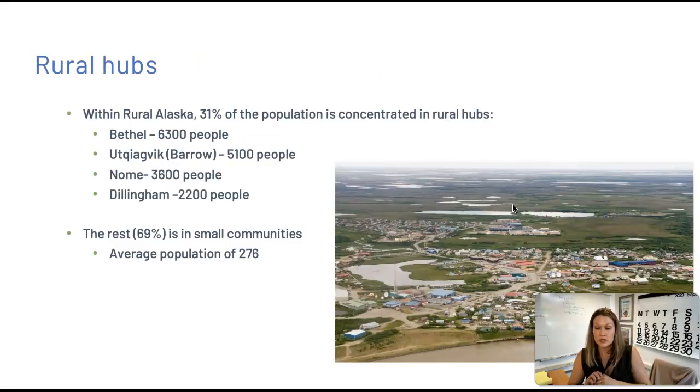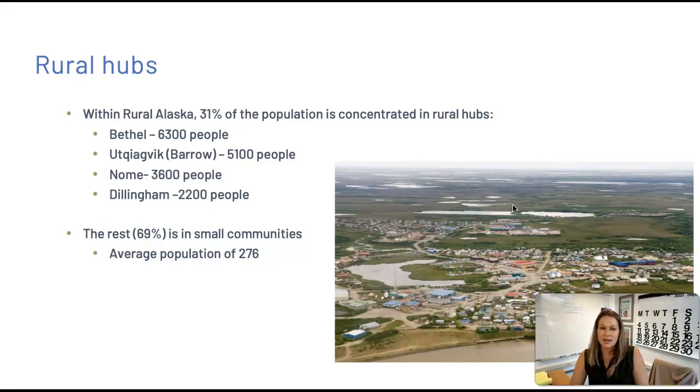The part of Alaska that we're going to spend most of our time on this semester is rural Alaska. And within rural Alaska, so we're forgetting about Anchorage, Fairbanks, Juneau for a second here, and just looking at rural Alaska, about 1/3 of their population is concentrated in rural hubs. So places like Bethel, Utqiagvik, which the 2008 reading would refer to as Barrow, but it has subsequently had a name change, Nome, Dillingham. So you can see I put the populations here.